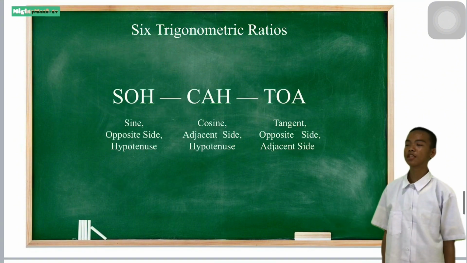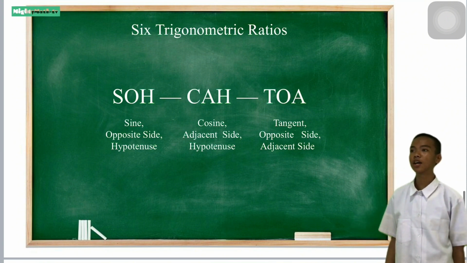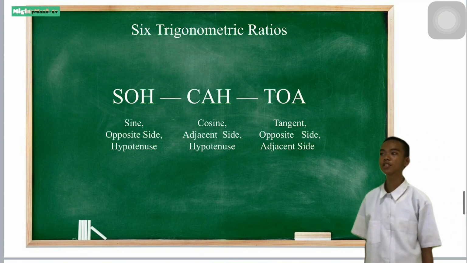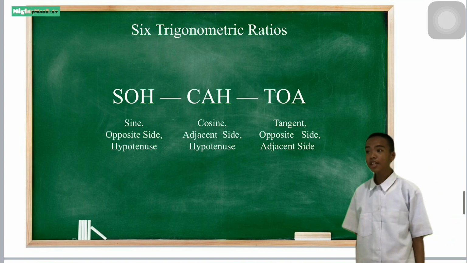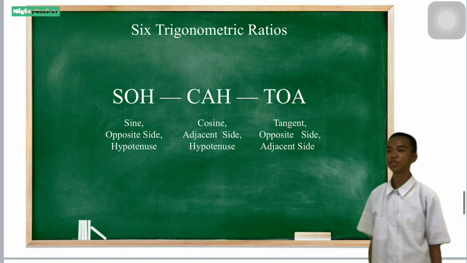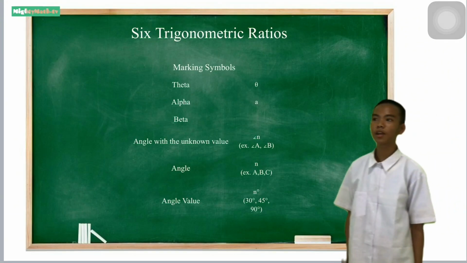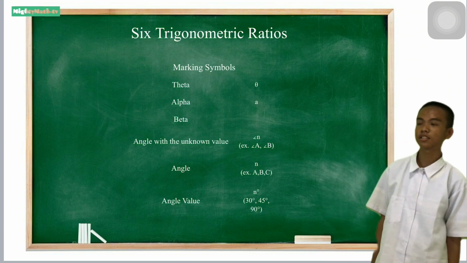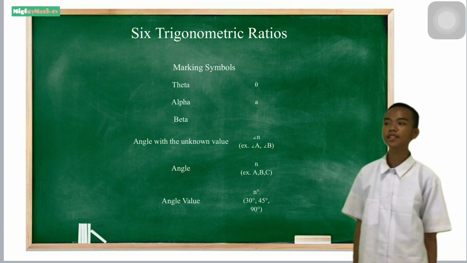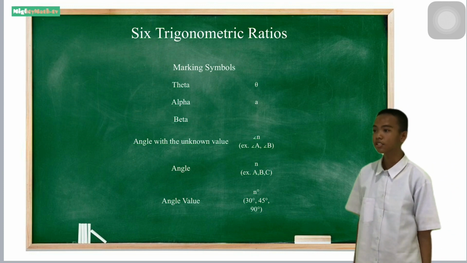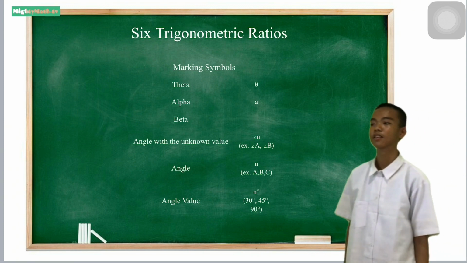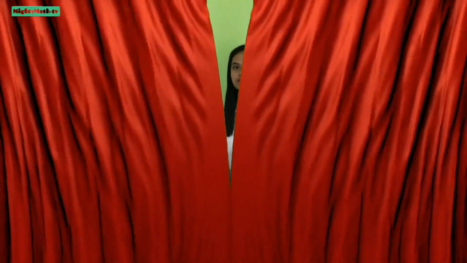We can remember them with the mnemonic SOH-CAH-TOA. So for SOH, sine is opposite over hypotenuse; CAH, cosine is adjacent over hypotenuse; and TOA for tangent, opposite over adjacent. And lastly, the marking symbols to identify which angle the 6 trigonometric ratios refer to. The symbols are theta, alpha, beta, or just the unknown value and the value of the angle. And now we know the basic concept of trigonometry. Let's apply what we've learned. Let's have Austin Jan Dulay for the examples.